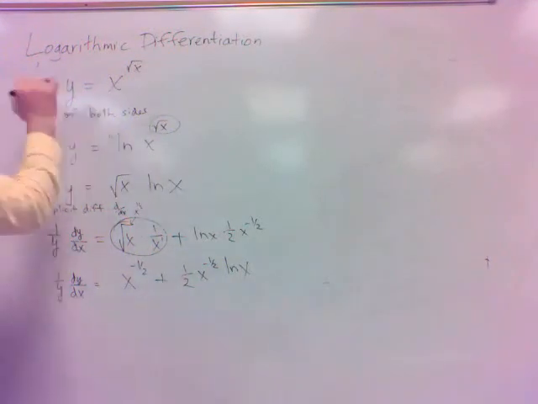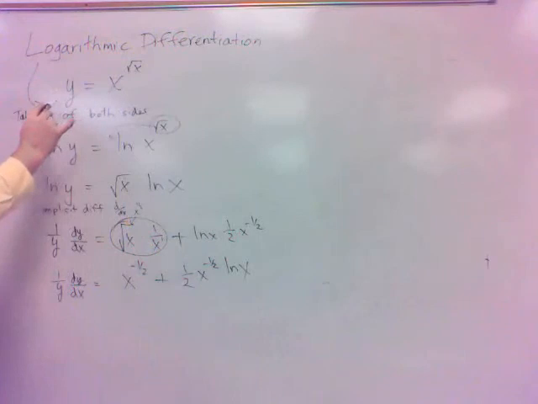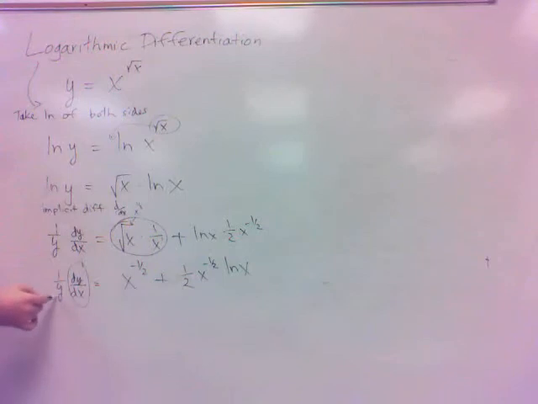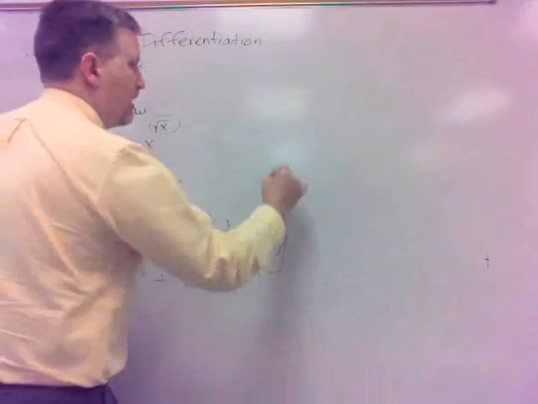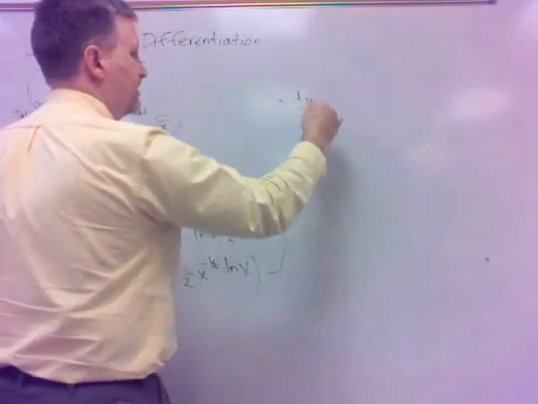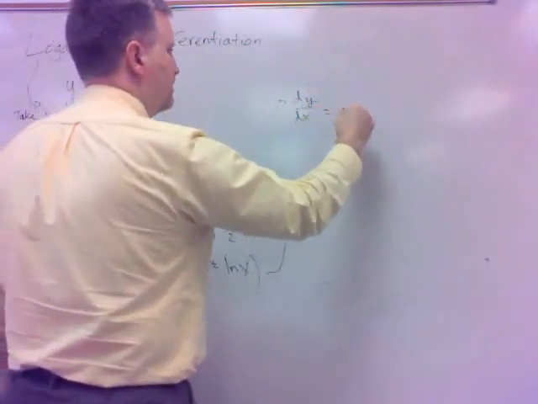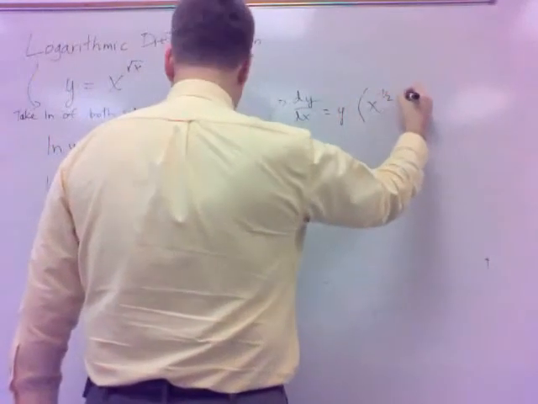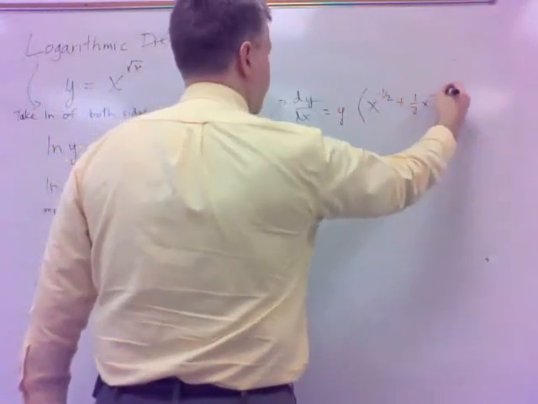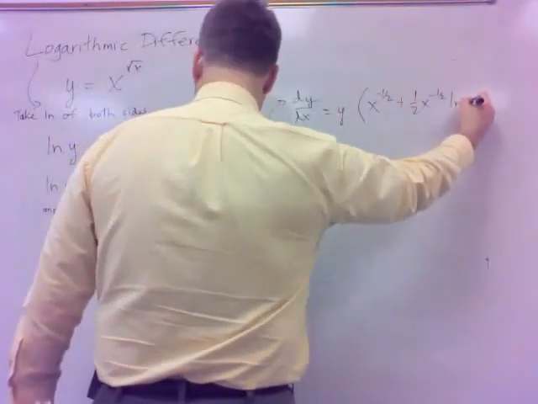Now, what are we trying to find? We're trying to find y prime, the derivative. So I still have a little bit of work here to do. I need to solve for dy/dx, so I need to multiply both sides by y. So my dy/dx is going to be equal to y times x to the minus a half plus a half x to the minus a half ln of x. Right?